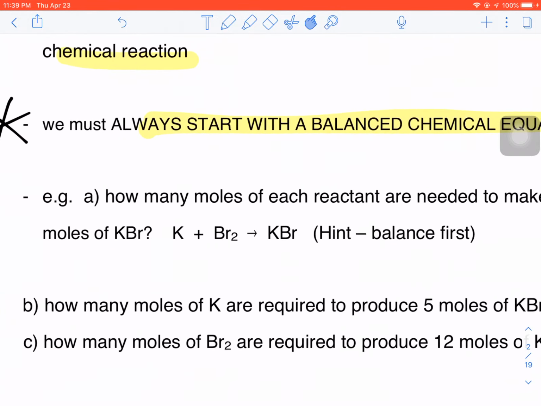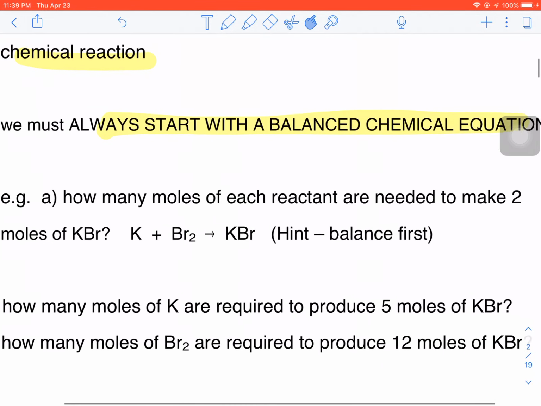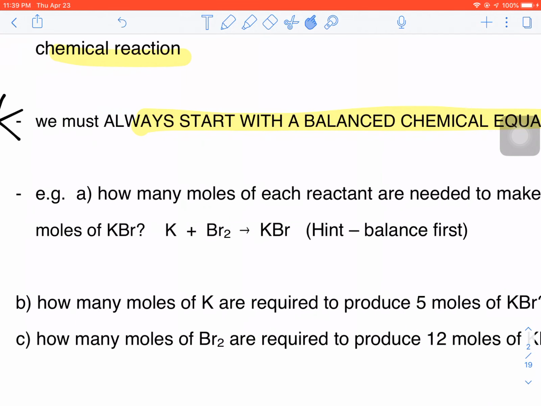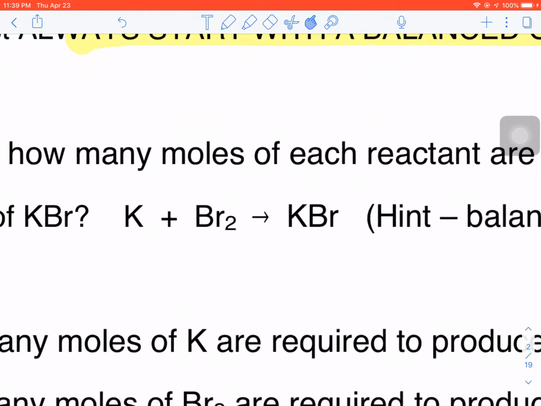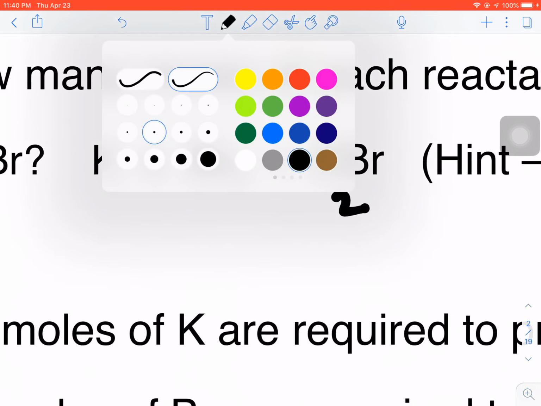So question A here says, how many moles of each reactant are needed to make 2 moles of KBr? How many moles of K? How many moles of Br2 if I want to make 2 moles of KBr? So I'm going to make this really big here. So if I want to make 2 moles of KBr, I need to start with a balanced chemical equation. I just finished saying that. I'm going to make this really small.